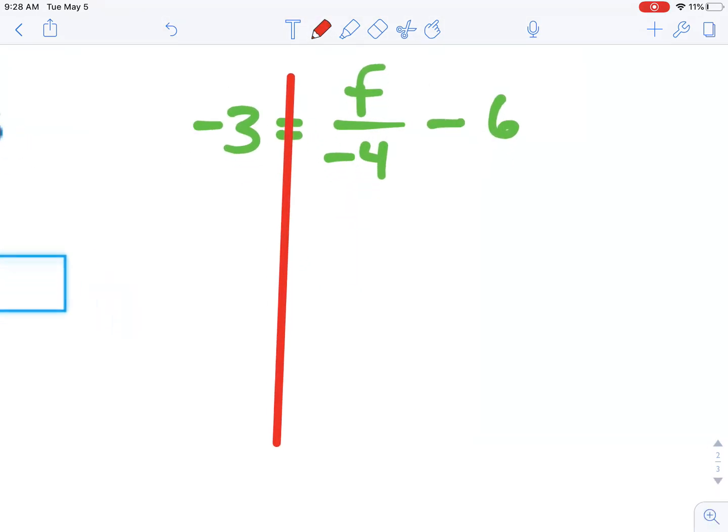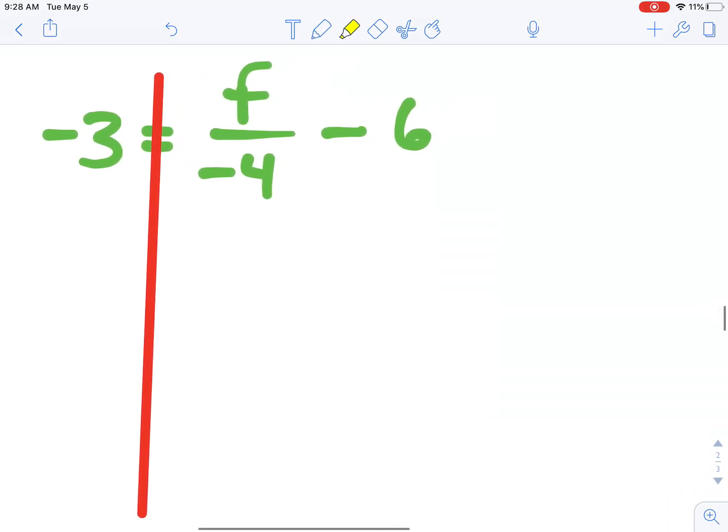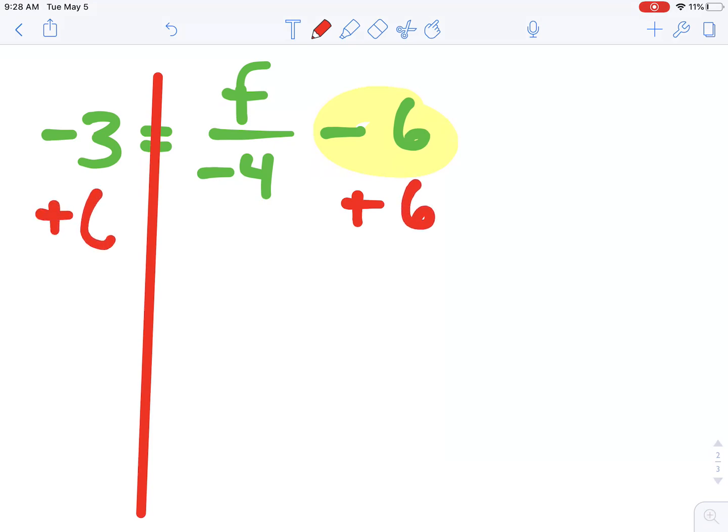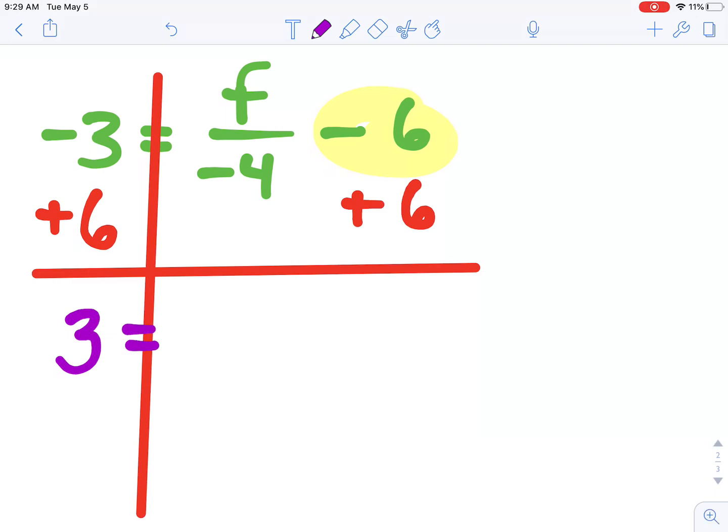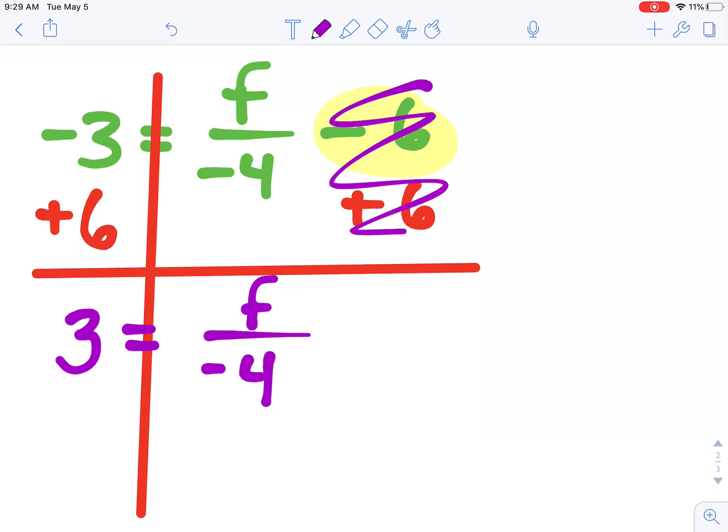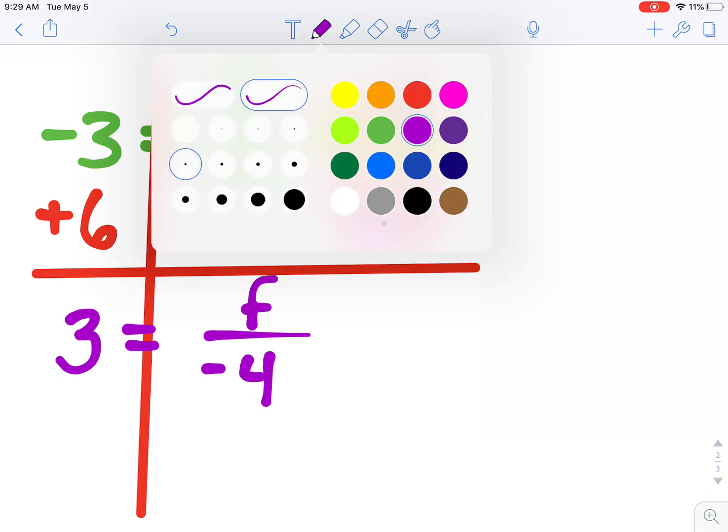Now, if our goal is to get f by itself, we first have to move this -6. And to move that to the other side with opposite operation, we are going to add 6. -3 plus 6, feel free to use your calculator so you get the correct sign, is a +3. And then we have it equal to f divided by -4.